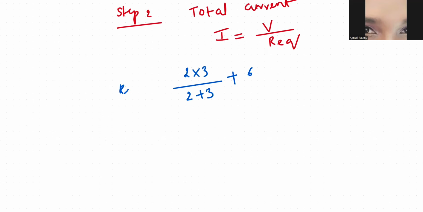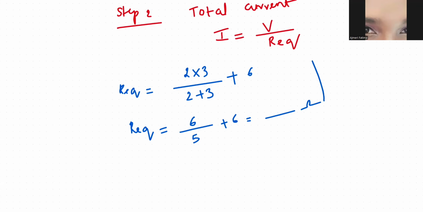Now once you get R equivalent, what do you do? 2 into 3, 6 by 5, plus 6. So this will give you the value. Whatever value you get, substitute in place of this. I is equal to, what is V given? 24, I guess. So R equivalent, whatever you are getting, you write it. So that is in amperes. So this is the second step.